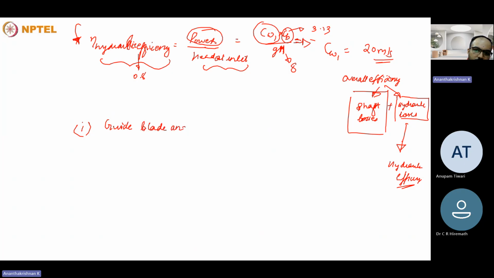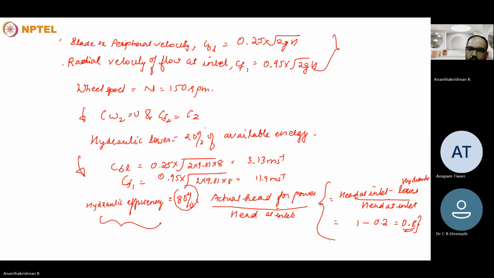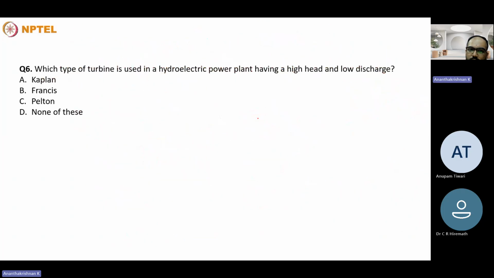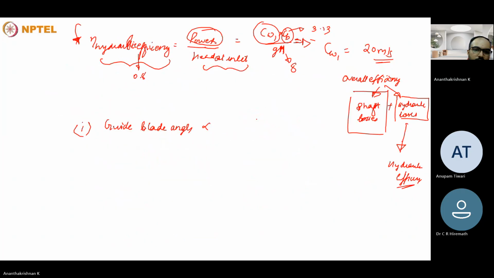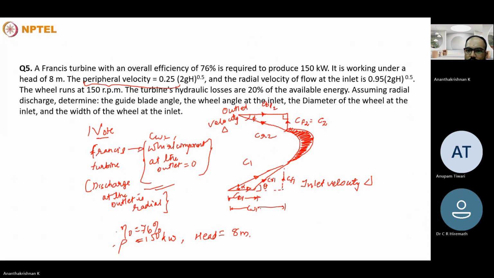Guide blade angle alpha. So if you look into this problem, this is the alpha. How will you calculate it? We have got CF1, we have got CW1. We just use tan alpha.